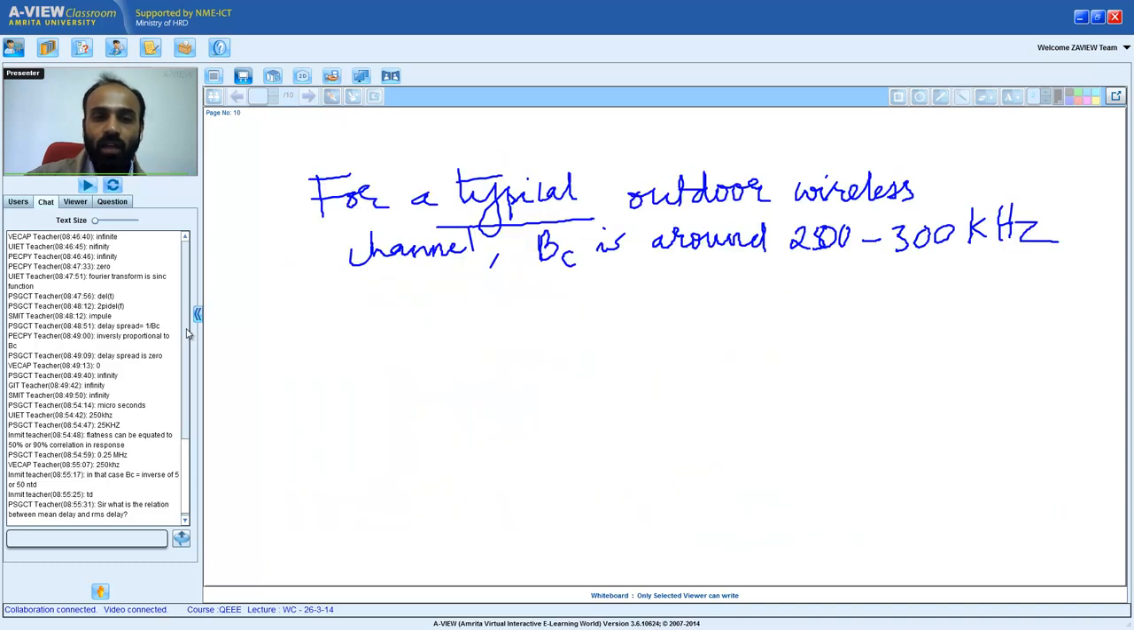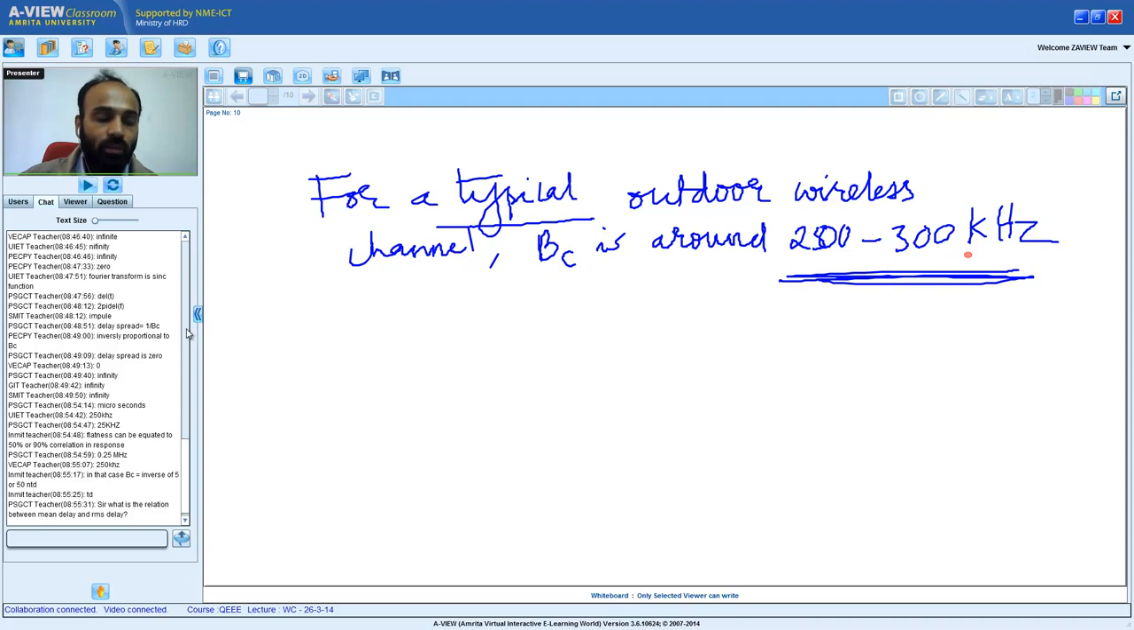So, to summarize, for typical outdoor wireless channels, coherence bandwidth is around 200 to 300 kilohertz, which means if the signal bandwidth is less than 200 kilohertz, there is no distortion in a typical outdoor channel. If the signal bandwidth is greater than 300 kilohertz, then there is going to be distortion. This is an important criterion for wireless communication systems. I'm going to talk more about it in the next lecture. Let me take some questions briefly, please.